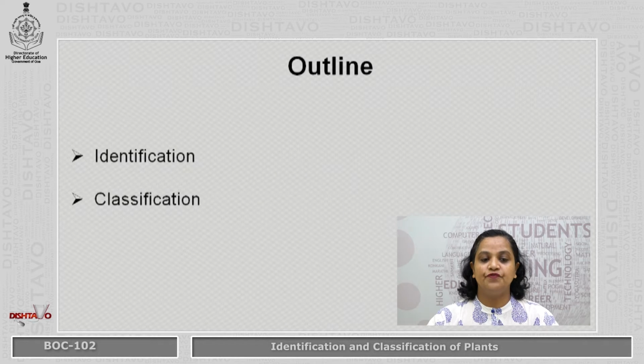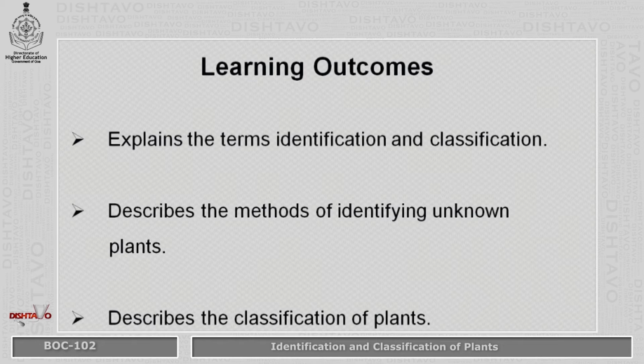The outline of the module is Identification and Classification of Plants. Once the student completes this module, the student will be able to explain the terms identification and classification, describe the methods of identifying unknown plants, and finally, describe the classification of plants.